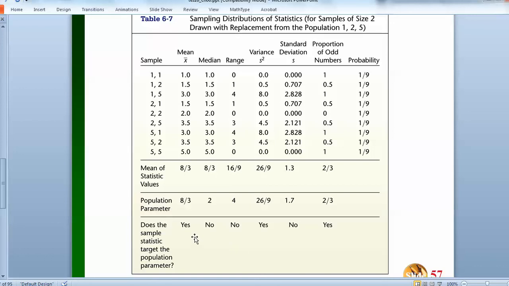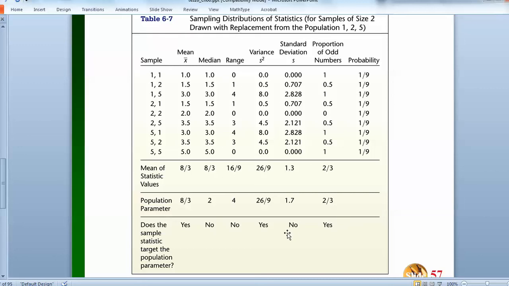Okay, look through the list here, and this table is already illustrating what I wanted to talk about. Some are targeted. Some, the statistic and the parameter match up, and some they don't. Which ones? Well, they're listed right here. The mean is an unbiased estimator. The variance is an unbiased estimator. And the proportion, so here we're talking about proportion, or like the percentage of odd. The proportion was an unbiased estimator. And then the others are biased estimators.